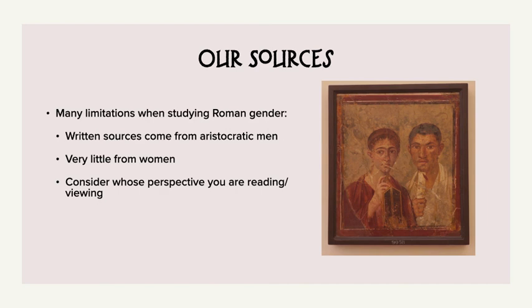And so when you're reading historical texts, when you're looking at artworks and artifacts, make sure that you keep in mind whose perspective this is coming from, and therefore how that might shape what is being said. So we do need to take a lot of this with a grain of salt. So that's our introduction to ideas about gender in ancient Rome, and we'll expand on it in tutorials.